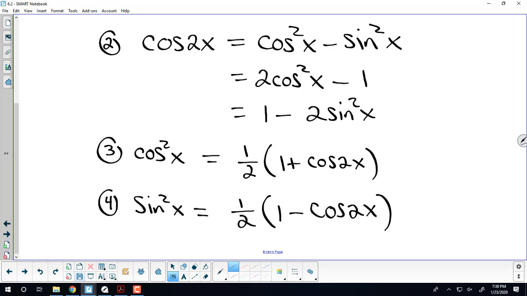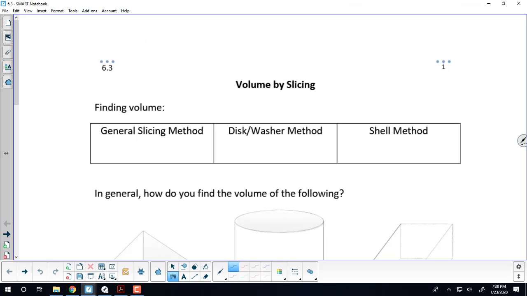Everyone okay? Any questions? We're going to move on to 6.3. So the next 2 sections deal with volumes. The general slicing method and the disk and washer method is in 6.3. And then the shell method is in 6.4.